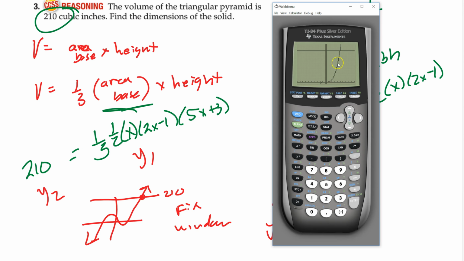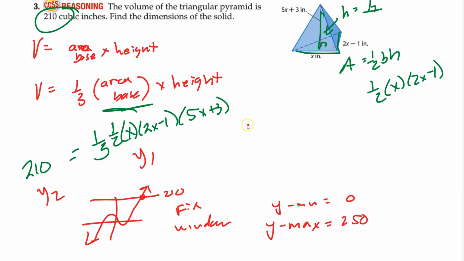Now I'm going to try to find that intersection. So I'm going to press second, calculate, intersection, and get a little close to it. By the way, here's a little trick I haven't taught you. If you press up, it switches to the other graph. So it's the 210 graph, which is a lot easier to move. Just get a little close to it, hit enter a couple of times, and then you get the intersection. All that work, and x equals 5.